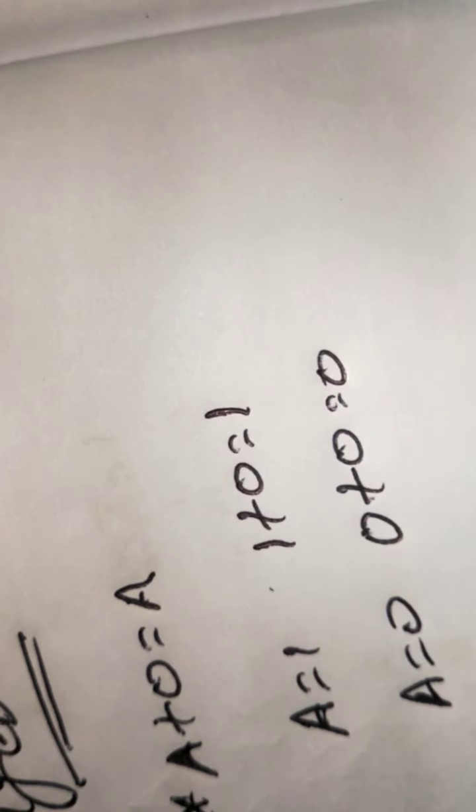First fundamental is a plus 0 equal to a. Why we are taking a plus 0 is equal to a? For example, in case a equal to 1, 1 plus 0 equal to 1 and a equal to 0, 0 plus 0 equal to 0. In these both case, a is having two possibilities, either 1 or 0.